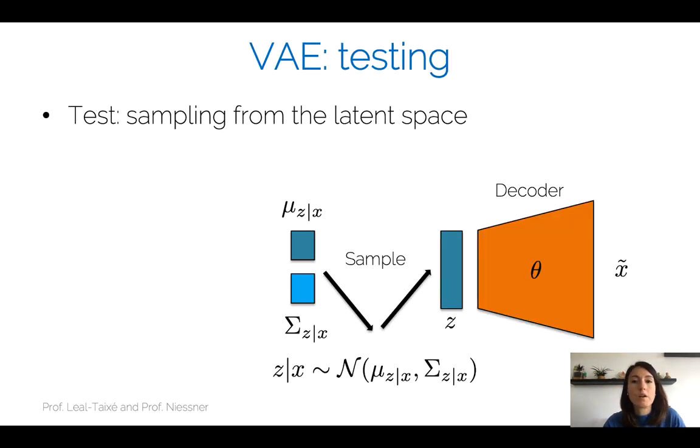Now, at test time, what I want to do with my variational autoencoder is just sample from the latent space. I have my latent space, which is constructed with this Gaussian. I sample a vector Z, and I pass it through the decoder to generate the new image.